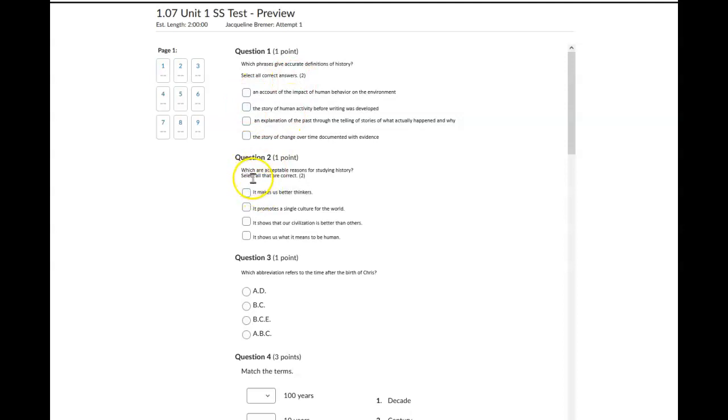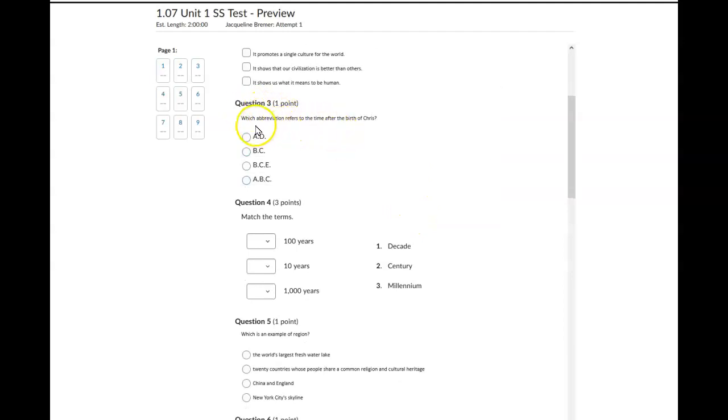Question 2. Which are acceptable reasons for studying history? Select all that are correct. It makes us better thinkers. It promotes a single culture for the world. It shows that our civilization is better than others. It shows us what it means to be human. So select 2.